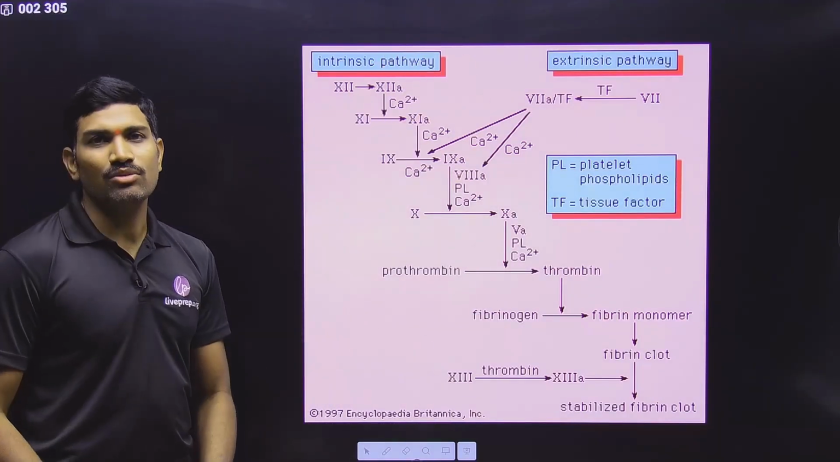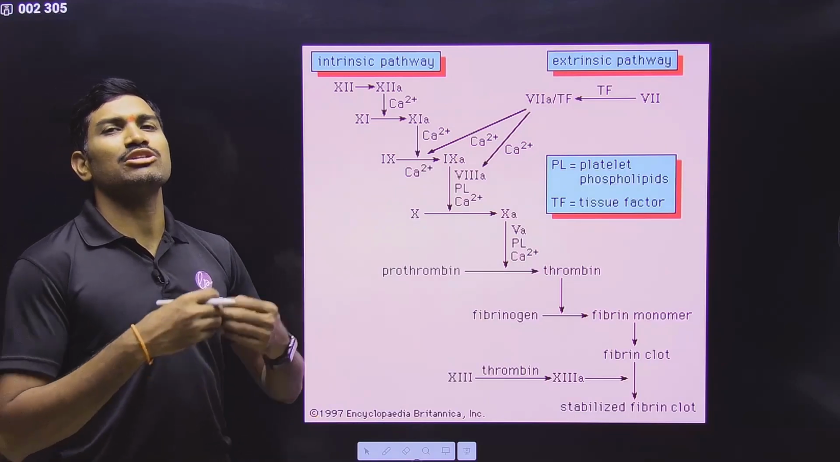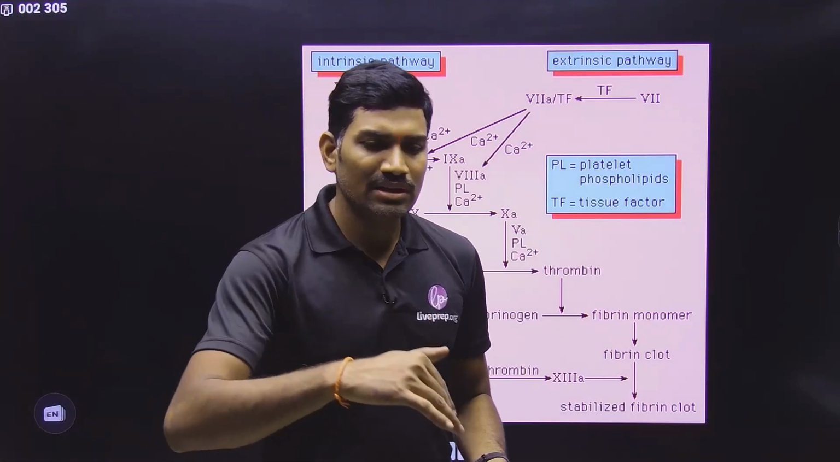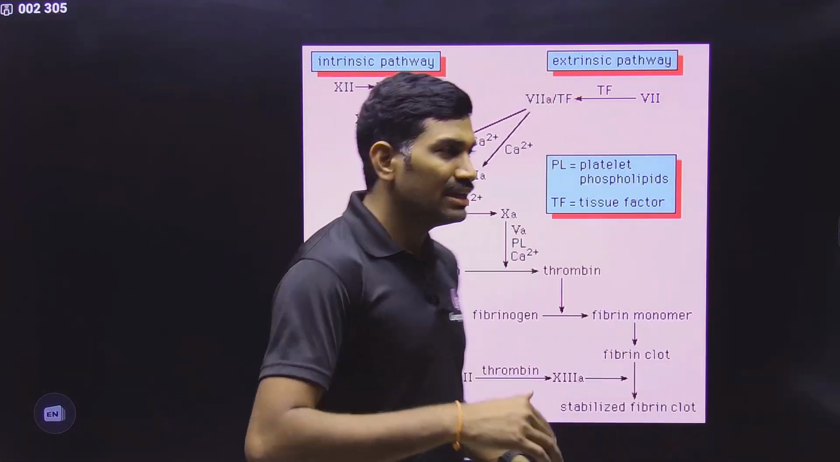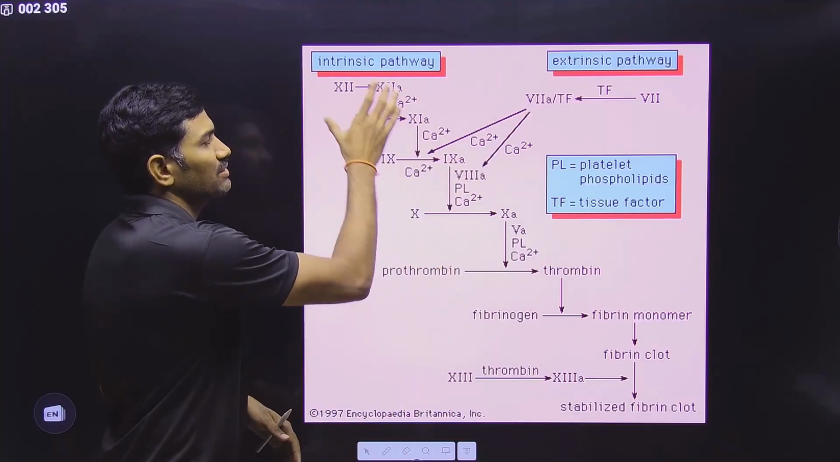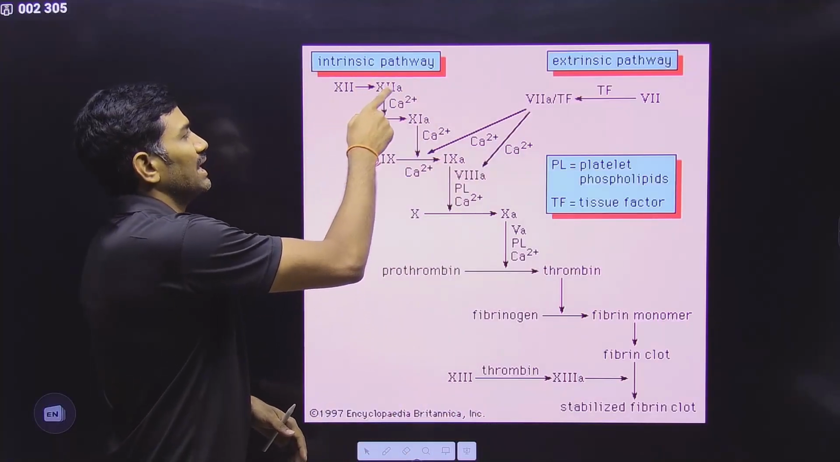And now we are talking about the mechanism. If there is damage to the blood vessel, maybe from the inner side, maybe from the outer side. If the damage is from the inner side, this is the pathway that happens. Factor 12 is activated first.